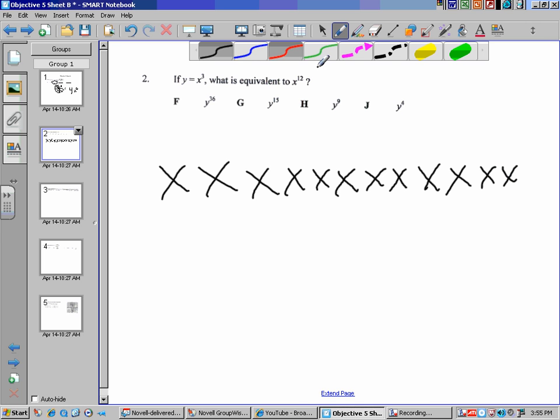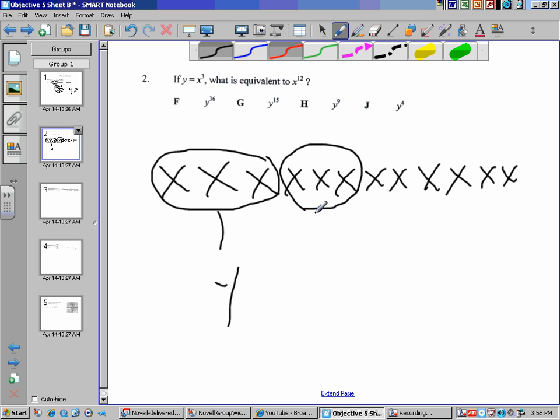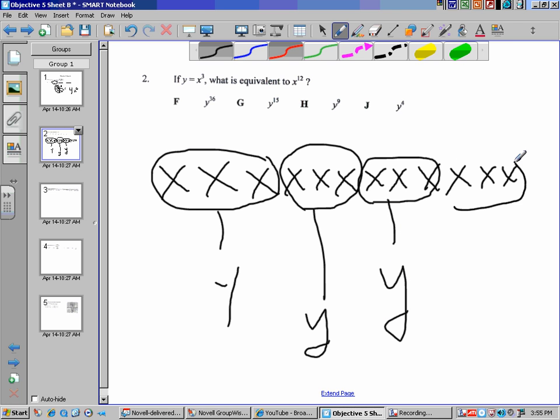Sorry about the writing. I guess they need to make a mouse for a left-handed person. All right. So it says every 3 x's, it means it's a y. So right here, these 3 x's, this is a y. These 3 x's, this is another y. These 3 x's, this is another y. And here is 3 more x's, and that is the same as saying another y. Well, I have 1, 2, 3, 4 y's. So my answer is J, y to the 4th power.